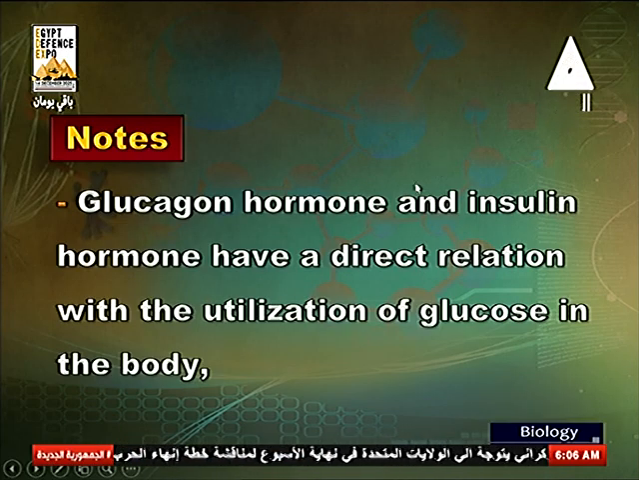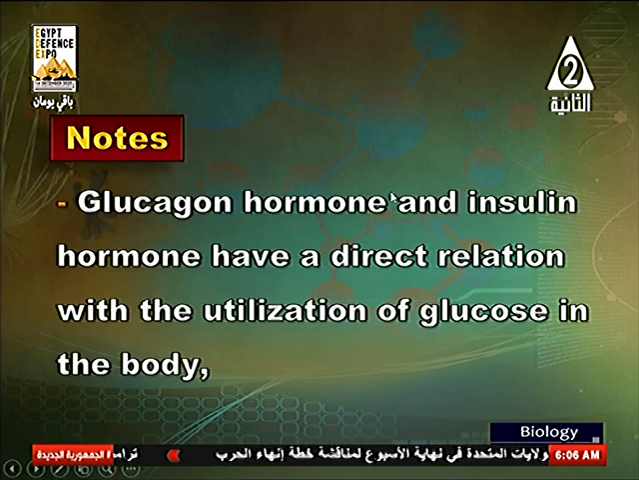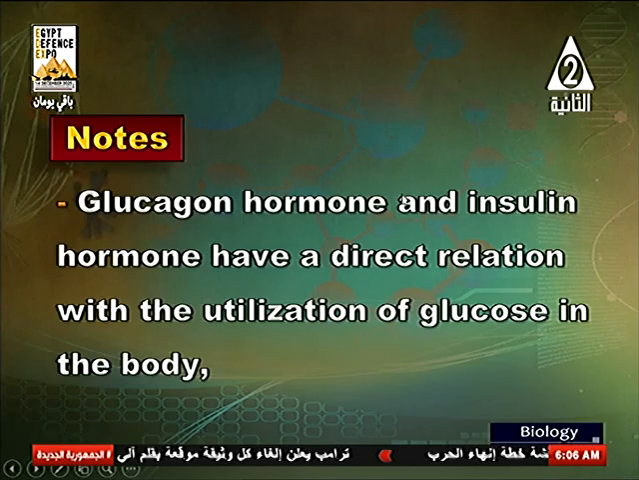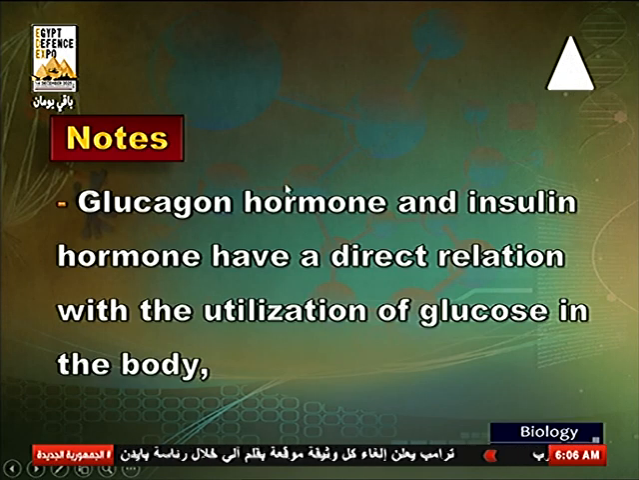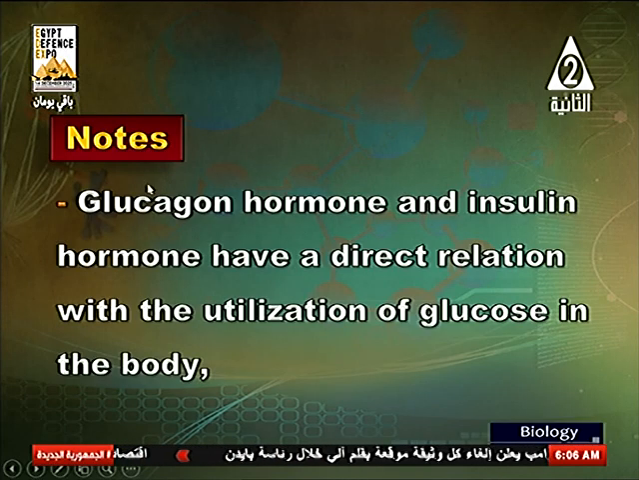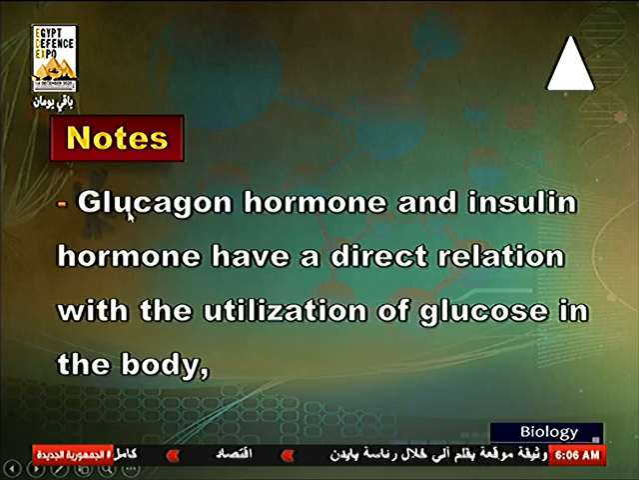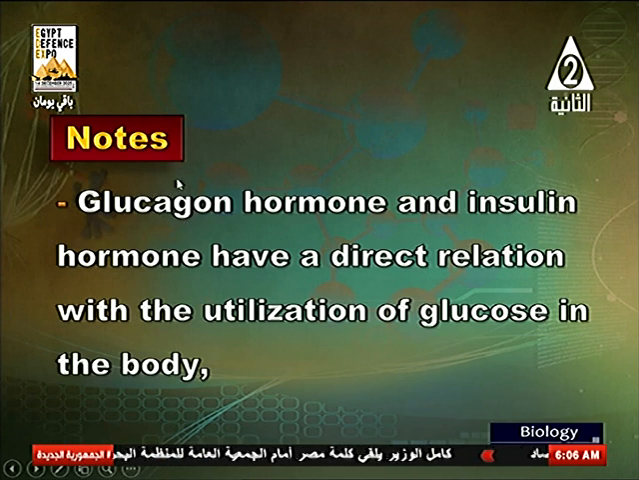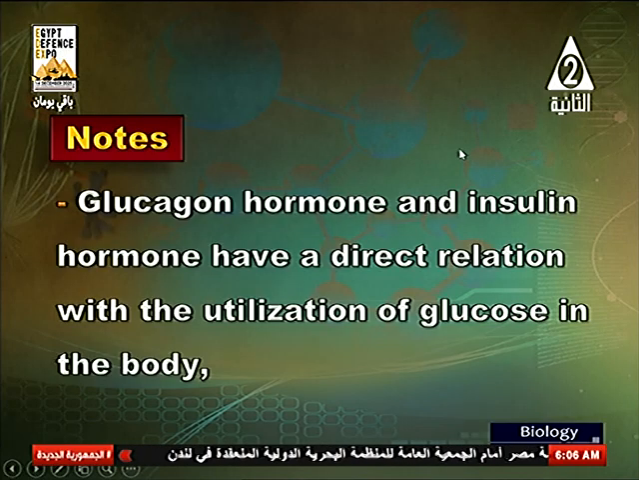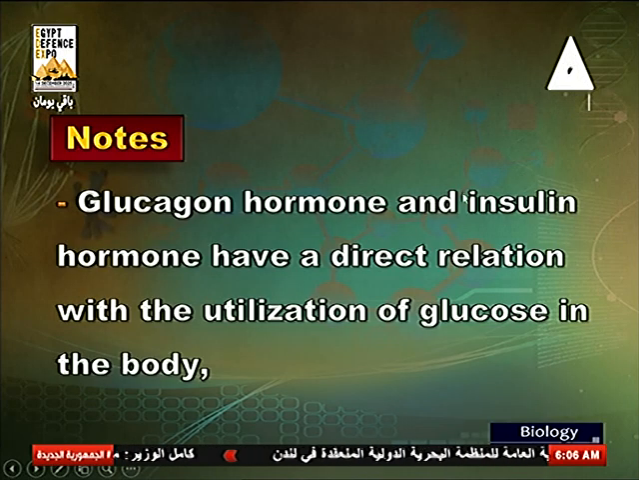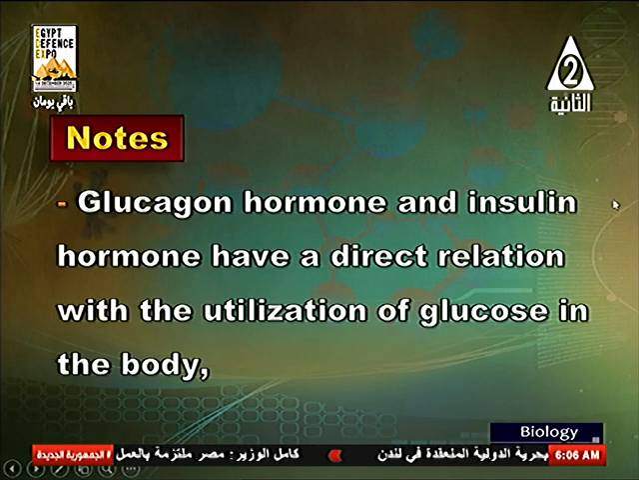Both have the same aim: to make the glucose level in blood normal. But they reach their aim in a different way. Glucagon makes the glucose level normal by converting glycogen to glucose, while insulin makes the glucose level normal by converting glucose to glycogen.